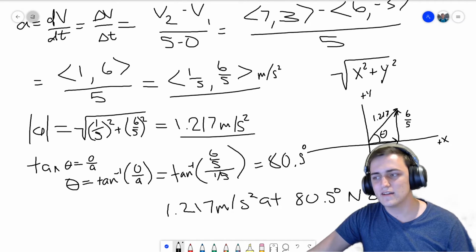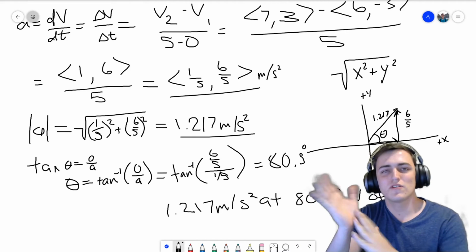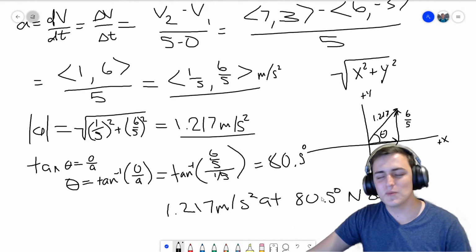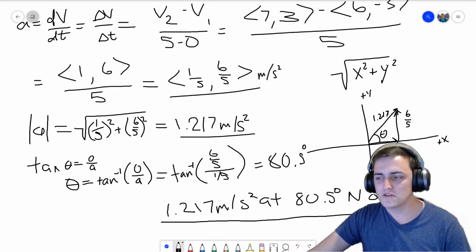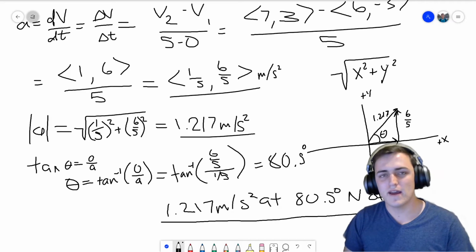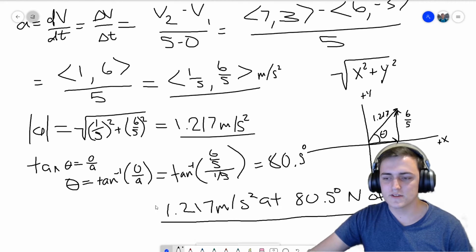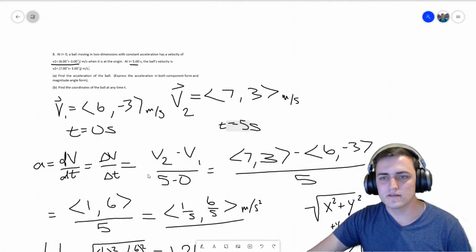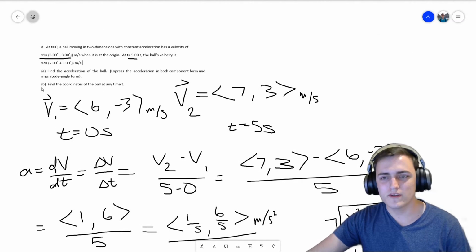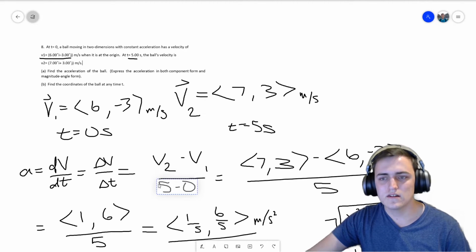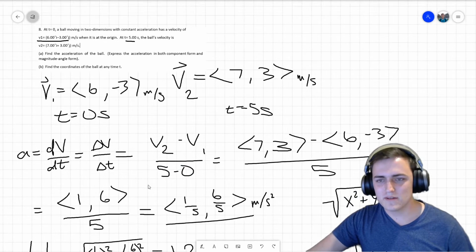East is our baseline, and we are going a little bit north of the east direction. And that is the typical way of expressing your answer, but as long as you convey an accurate direction and magnitude, your answer will be right. All right, so now that we've done part A, we have to find the coordinates of the ball at any time t. Well, that's a little bit trickier, right?